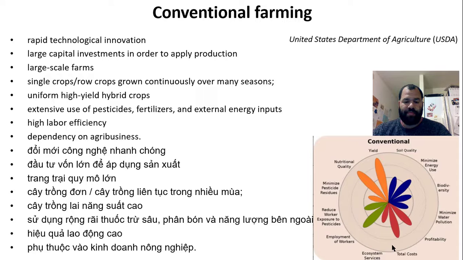It uses extensive amounts of pesticides, fertilizers, and external energy inputs. It has high labor efficiency because it uses a lot of heavy machinery that can replace a lot of different laborers in the field, and it depends on agribusiness.